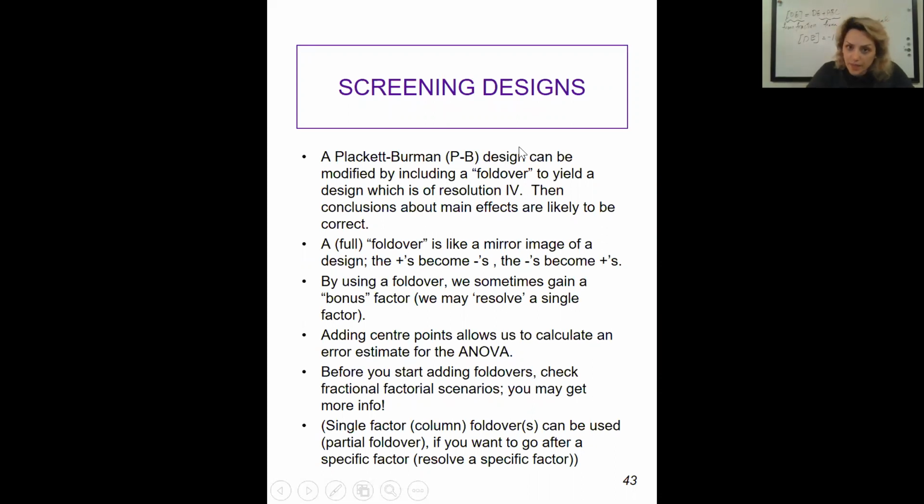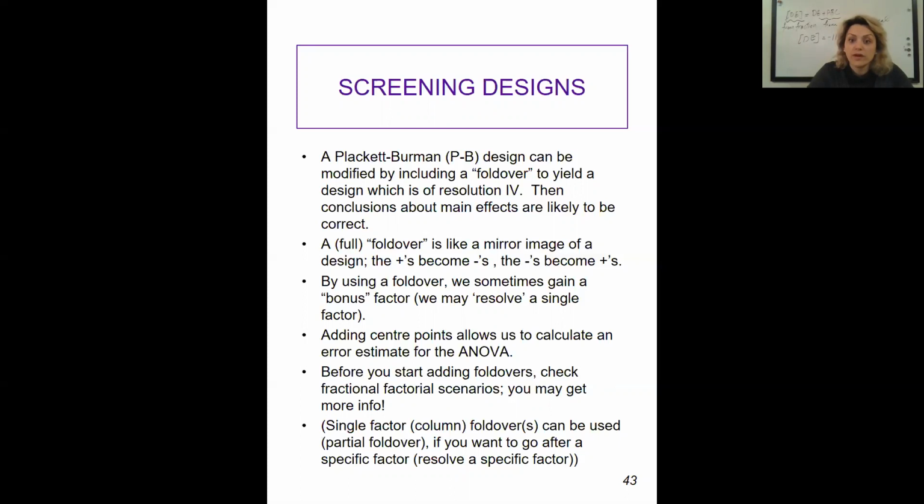The PB design can be modified by including the foldover to yield a design which is of resolution 4. We said that we use the screening PB design when we have resolution 3, right? But we can have a foldover to yield a design of resolution 4, so make it a little better. Then conclusions about main effects are likely to be correct. A full foldover is like a mirror image of a design. So the positives become negatives and the negatives become positives. On the next page, we have an example of it.